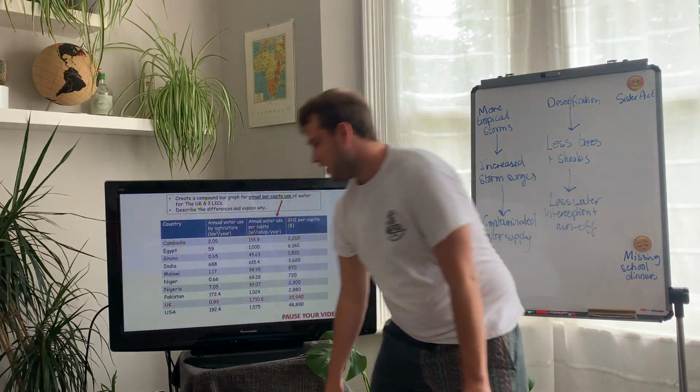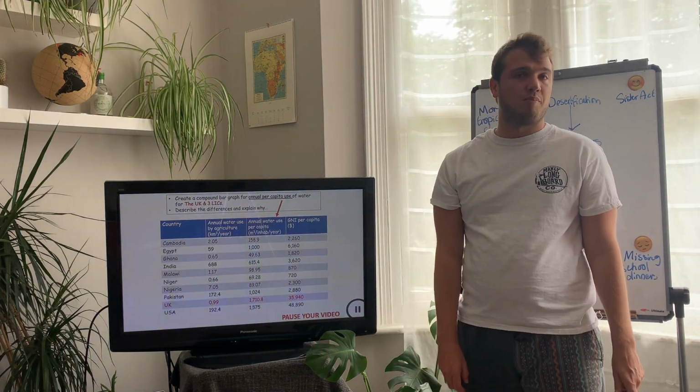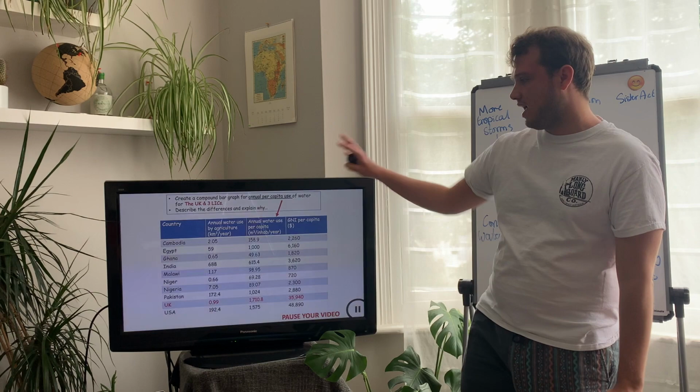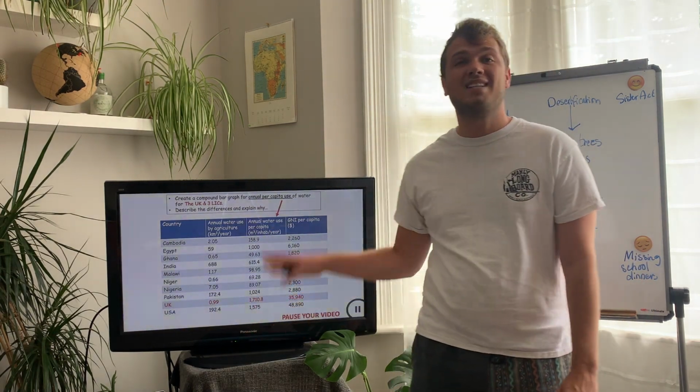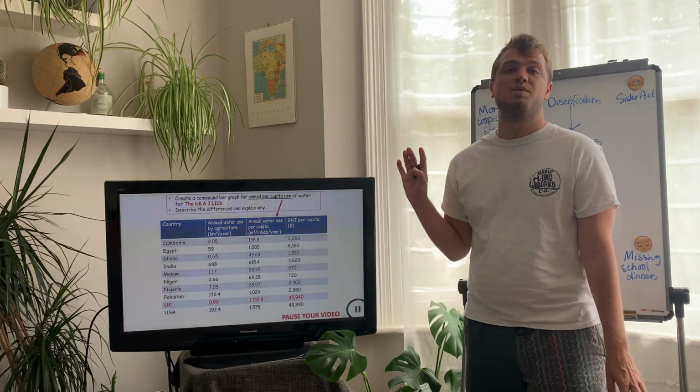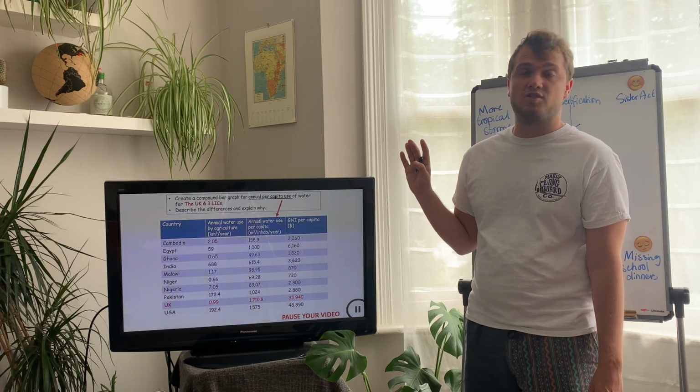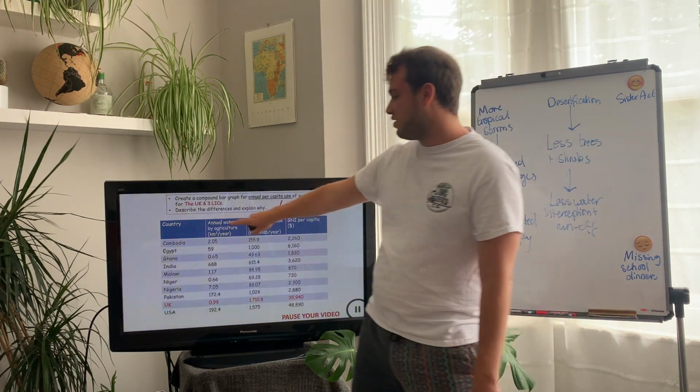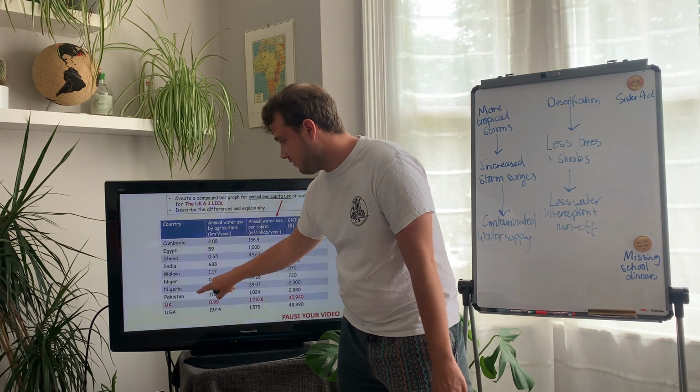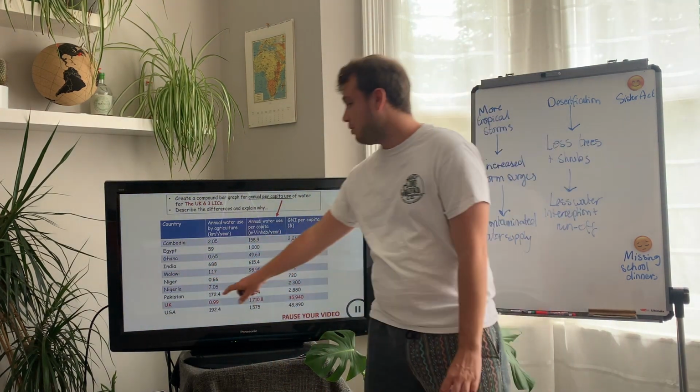So the last thing you are going to do today is you're actually going to practice a bit of a geographical skill. So what we've got here is a table. This table looks a little bit overwhelming, and to be honest, I put too many columns and bits of information in there that you don't really need. But what it shows is a range of countries. You'll see that the majority of these countries are low-income countries, and then at the bottom we've got the UK and the USA.